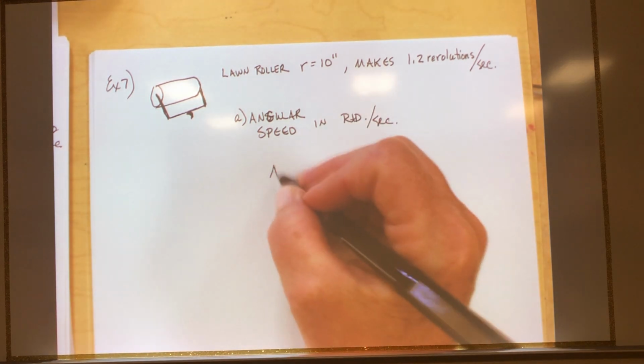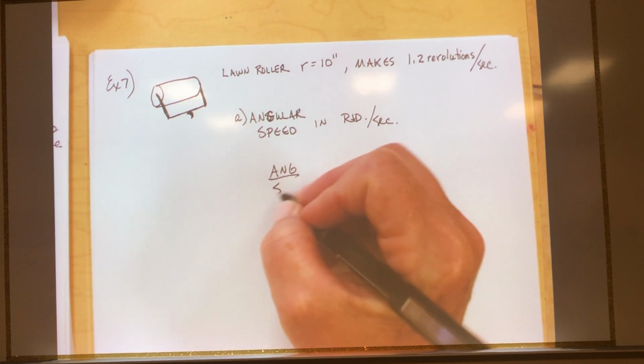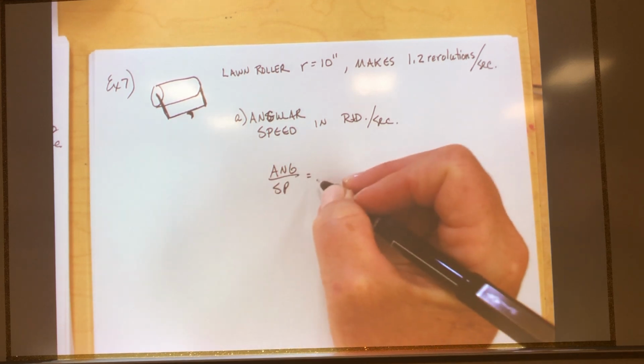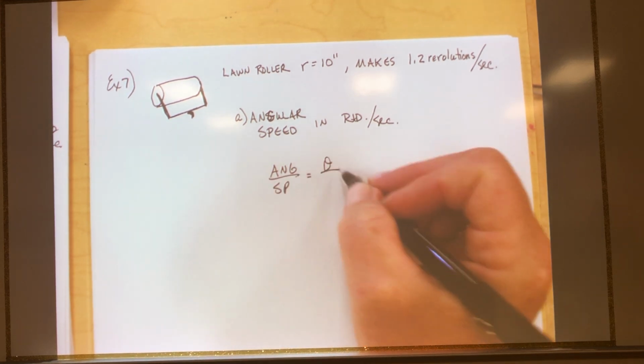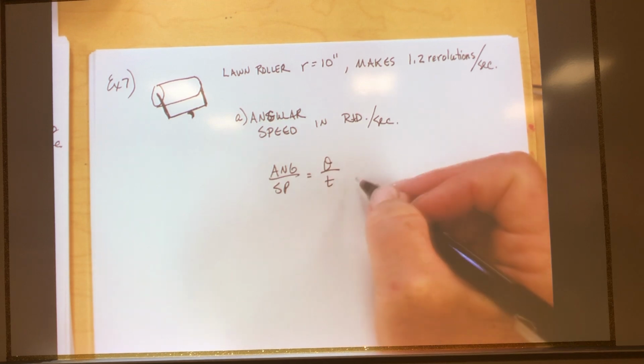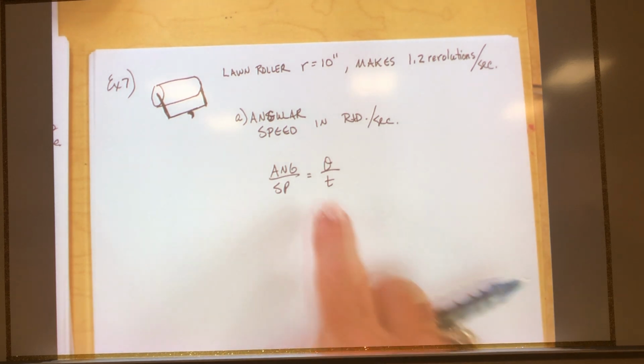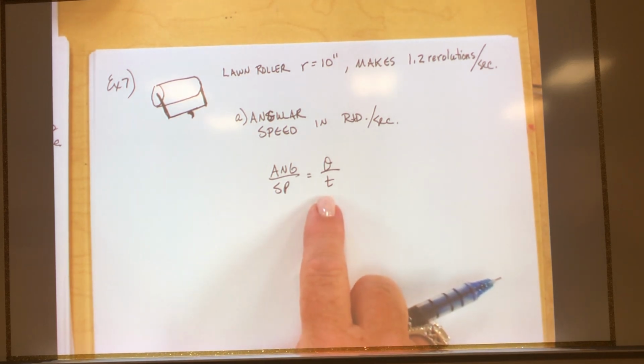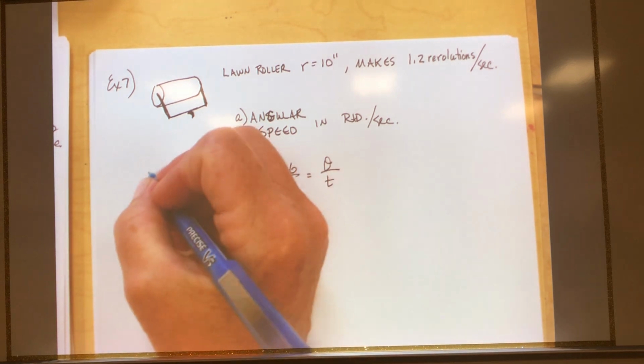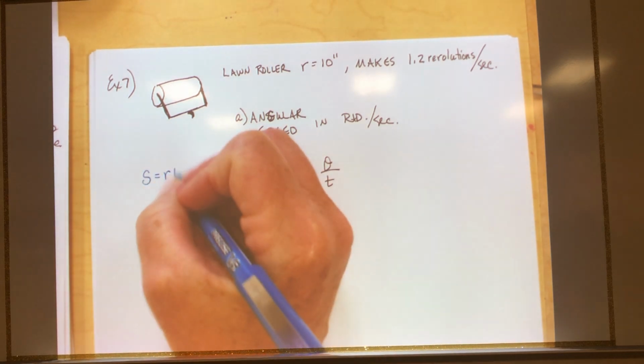What is the formula for angular speed? Theta over time. Okay? Do we know what theta is? No. No? Okay, so we're going to have to find it, right? What's a formula that you know that involves theta, but it can't be this one, obviously? S equals R theta. Very good. S is equal to R times theta.